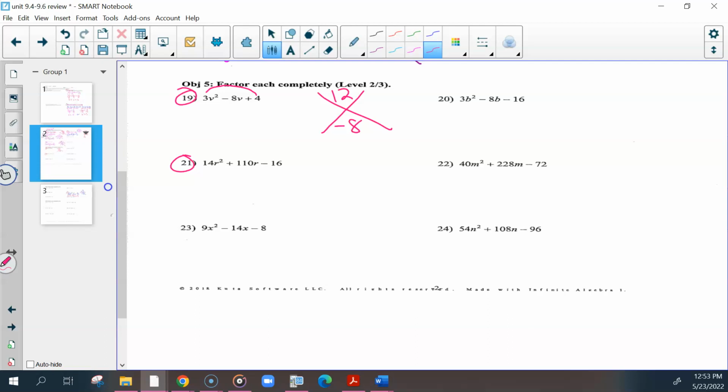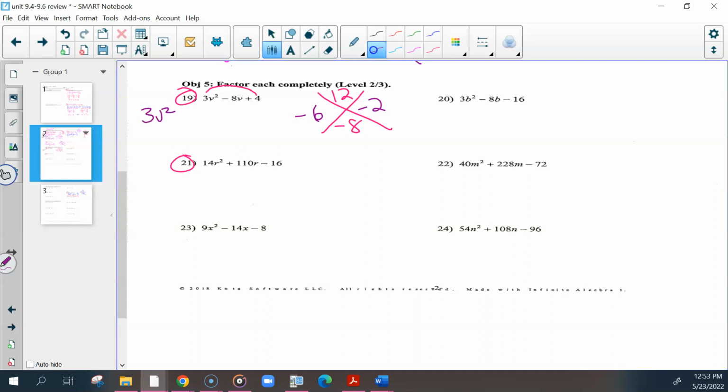Unless it's not 4. 6 and 2 would work, if they were both negative. So negative 6 and negative 2 would multiply to be positive 12 and add to be negative 8. Then we're going to take those two and replace our negative 8b with those two. So we're going to rewrite this.